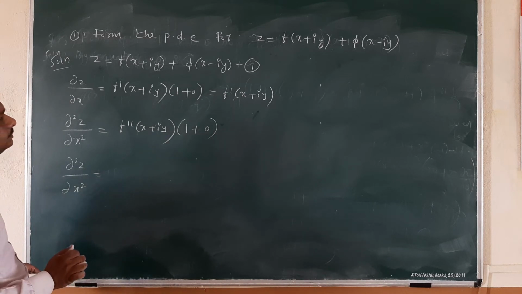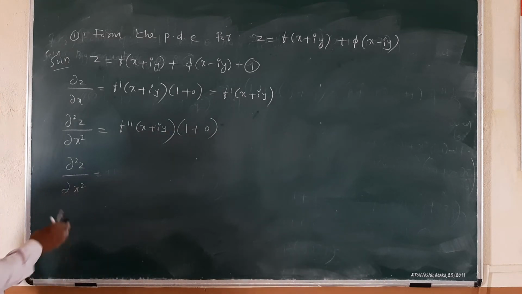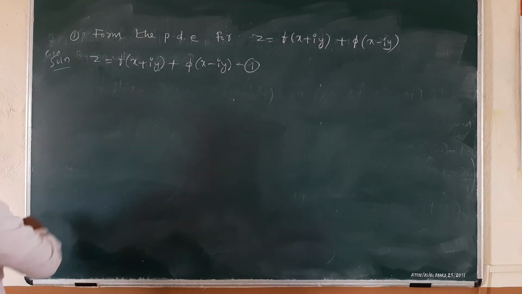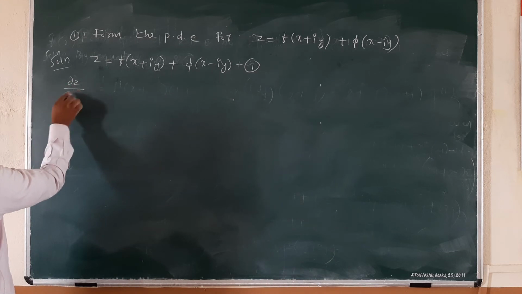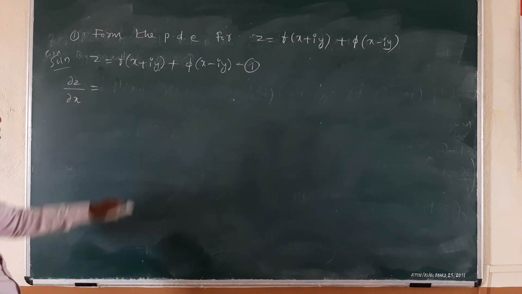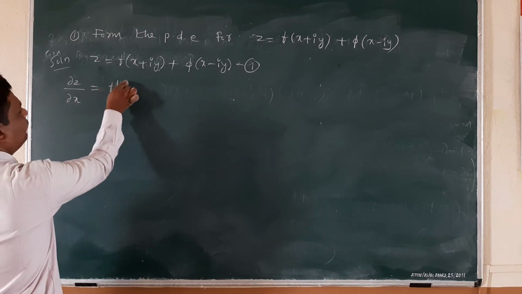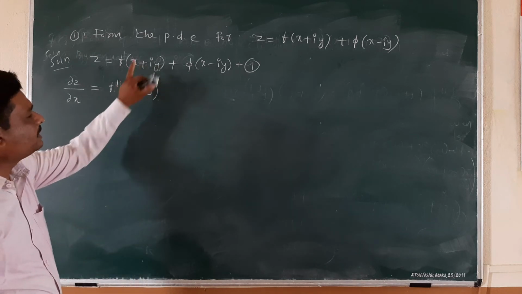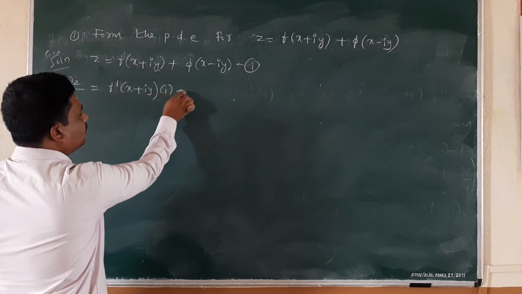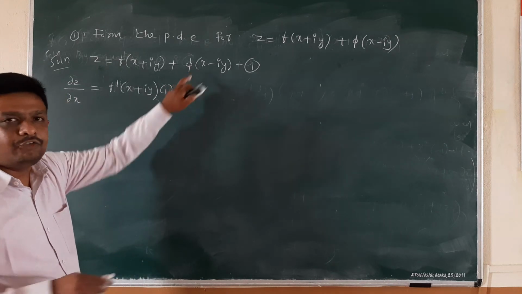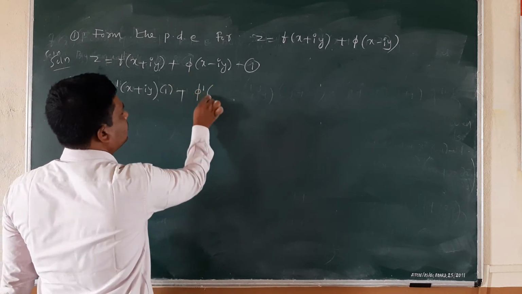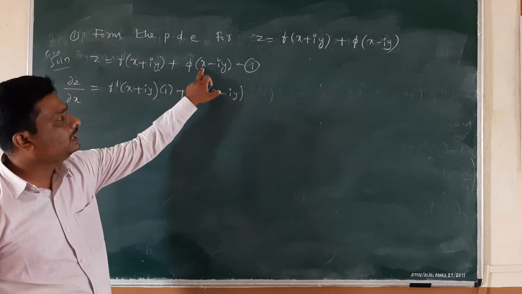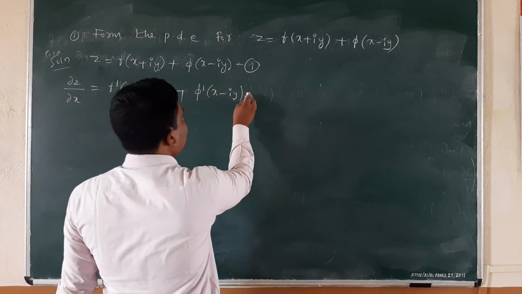Here I have done a small mistake. So once again I will solve this example. Dou z upon dou x is equal to, so derivative of f is f dash of x plus iy, into derivative of x plus iy, which is 1, plus derivative of phi is phi dash of x minus iy. Now phi is removed, remaining is x minus iy. Derivative of x is 1.